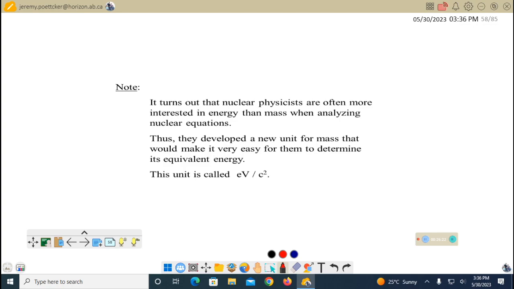Turns out that nuclear physicists are more often interested in energy than mass when analyzing nuclear equations. Therefore, they developed a new unit for mass that would make it very easy for them to determine its equivalent energy. And the unit is called the electron volt per c squared.